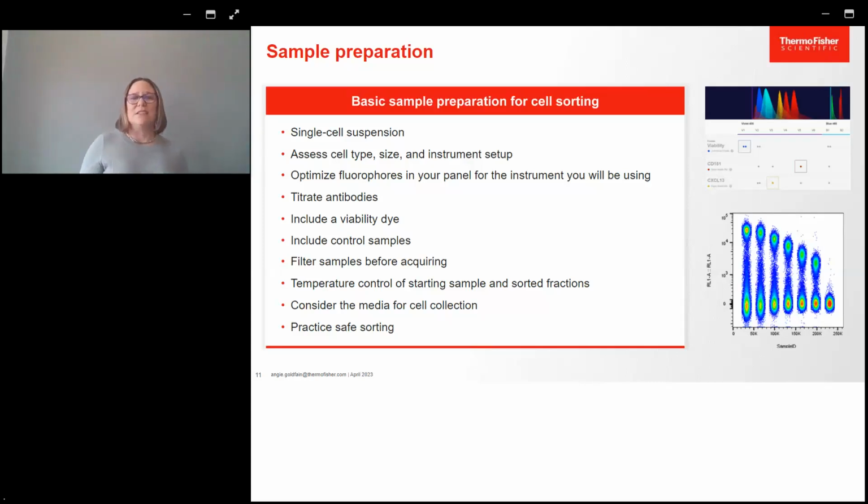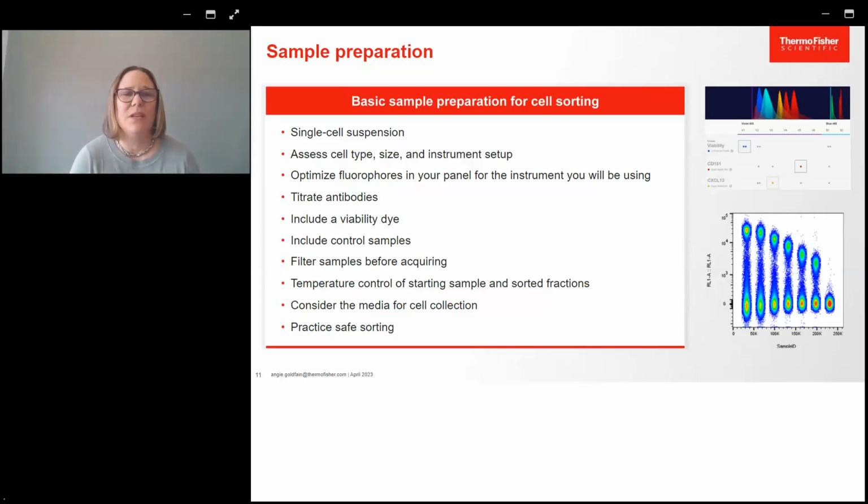Consider cell size and system setup when you're prepping your samples. Think about your nozzle size, think about your pressure. Do you have really fragile cells that you're sorting that are very sensitive to pressure? Do you have more flexible cells, and they're fixed, so you can go faster and you can treat them a little more harshly? Keep that in mind, very important.